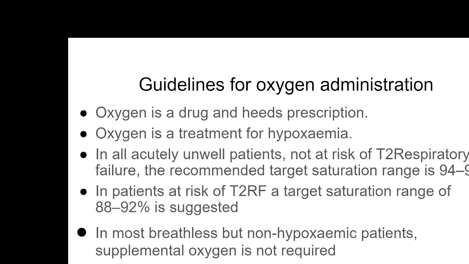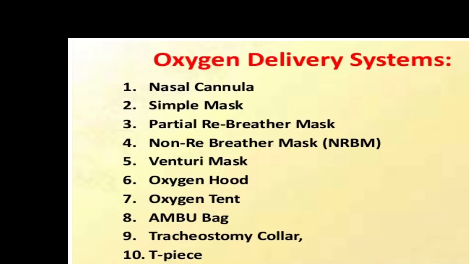When the concentration of oxygen in the blood is lesser, in such conditions oxygen is to be given. And the target of oxygen concentration, if the patient has a type 2 respiratory failure, could be between 94 to 98%. To get that target saturation is the most important issue. And if the patient is not at established risk of respiratory failure, then the target could be slightly lower, 88 to 92%. And supplemental oxygen may not be required.